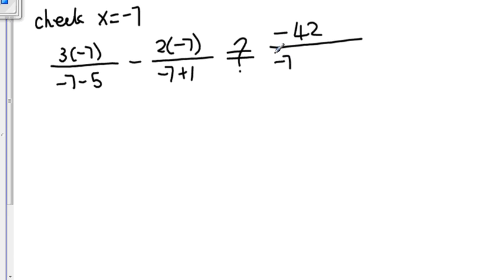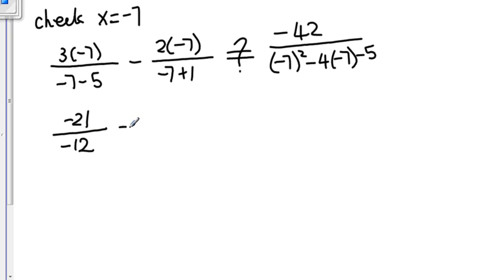That would be negative 7 squared, minus 4 times negative 7, minus 5. Now let's try the basic computations. 3 times negative 7 would be negative 21, over negative 7 minus 5, that would be negative 12, right? We keep going. We do minus 2 times negative 7, that would be negative 14, over negative 7 plus 1, that would give us negative 6.